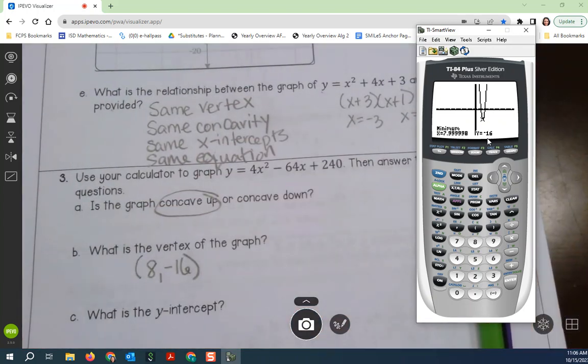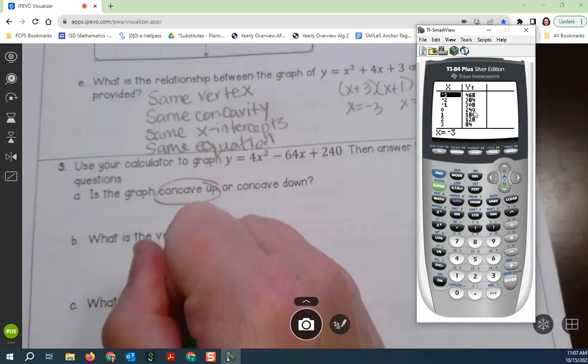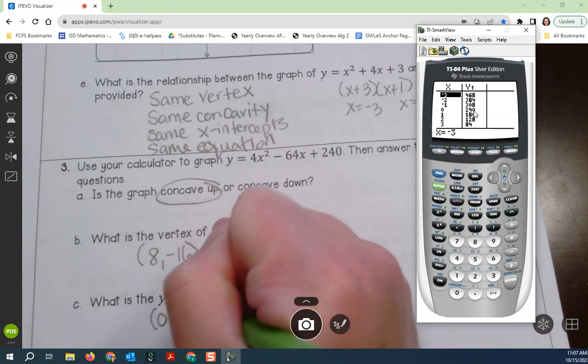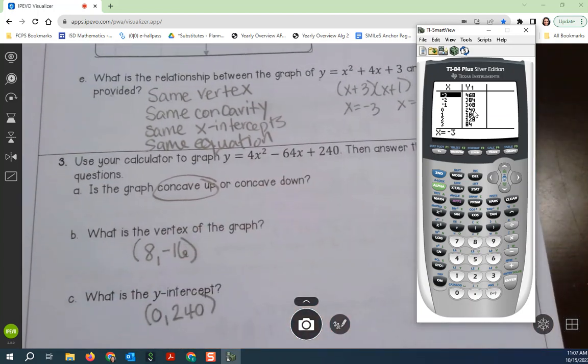Okay. The y-intercept is where the x is 0, so I should be able to get that from the table. So here it is. When x is 0, y is 240. And then it asks, what are the x-intercepts? Now, I might be able to find those from the table, and if I can't find them from the table, then I can try to find them through the calculate menu. So here, 6, 0, that would be 1. And then 10, 0, that would be another 1.